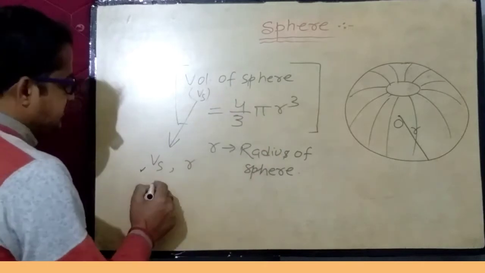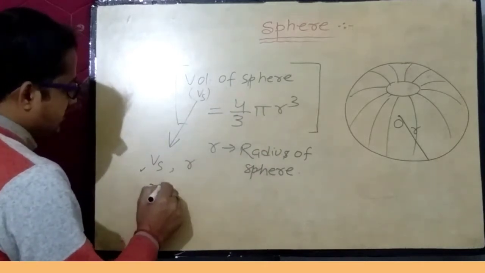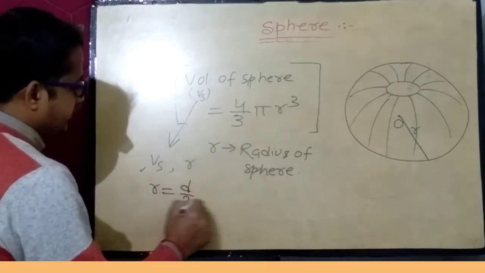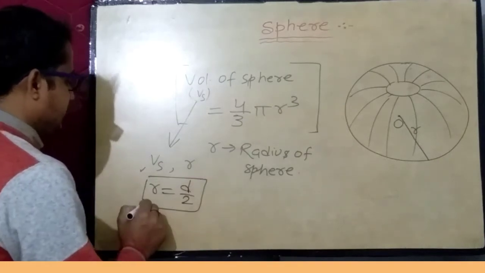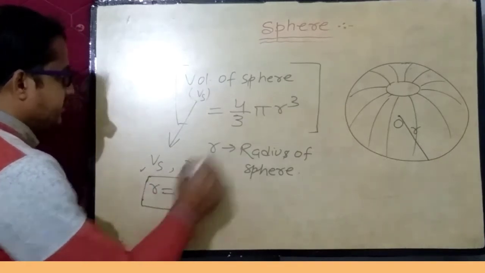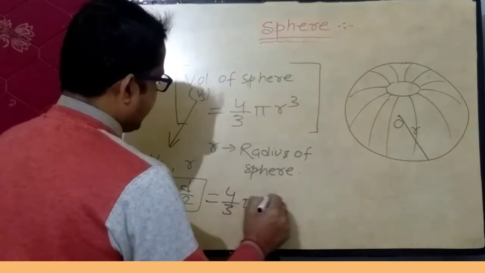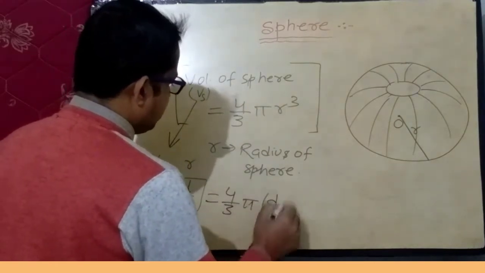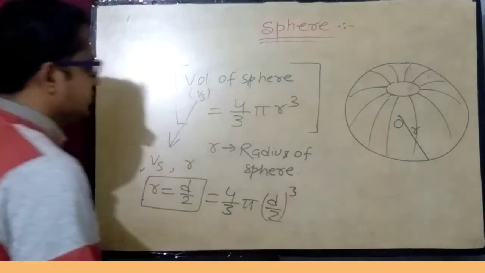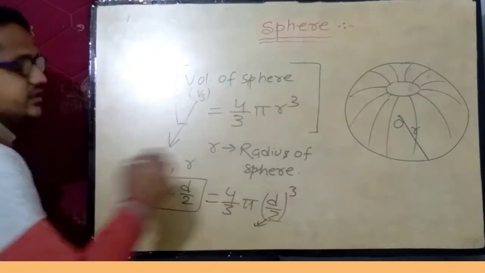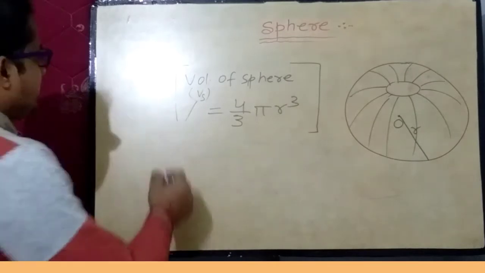If the radius is in terms of diameter, so r equals d by 2, and you can rewrite this formula as 4 by 3 pi (d by 2) whole cube. So this is the volume of a sphere in terms of diameter.